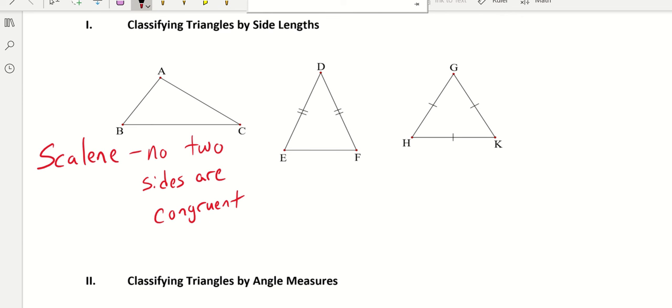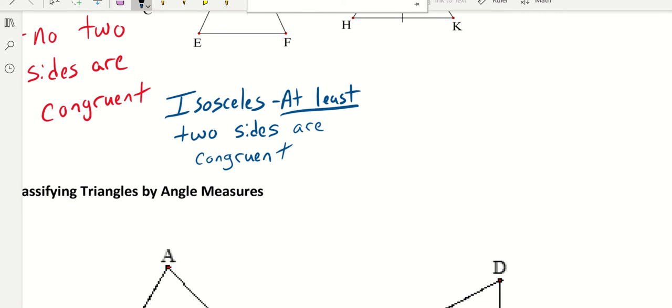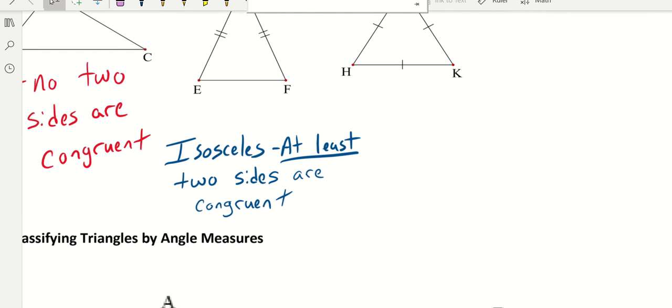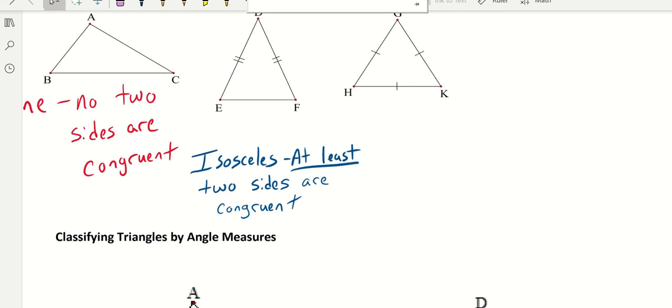All right, looking at the triangle next to it, the triangle in the middle there, notice we have two sides that are congruent. This is what we call an isosceles triangle. You may have heard of this before. And isosceles is spelled kind of funky, I-S-O-S-C-E-L-E-S, an isosceles triangle. At least, keywords there, at least two sides are congruent.